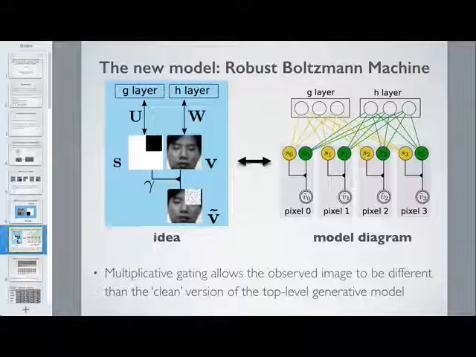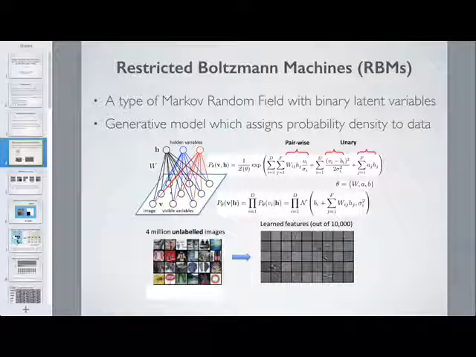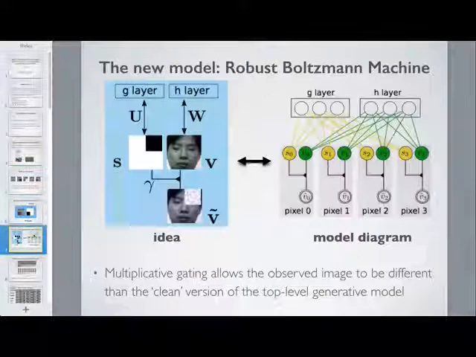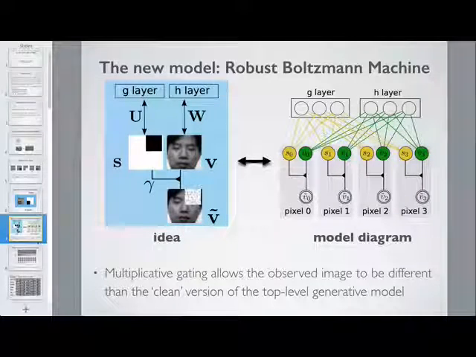So this is the basic model that we're going to be working with. And as you see here, if you look at the structure of this model, this is a slight modification to the original restricted Boltzmann machine. I'll skip the math and show you some of the cool effects that we can do with this model.